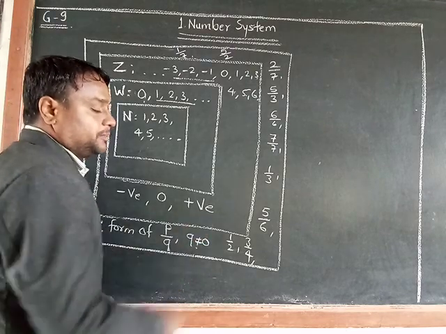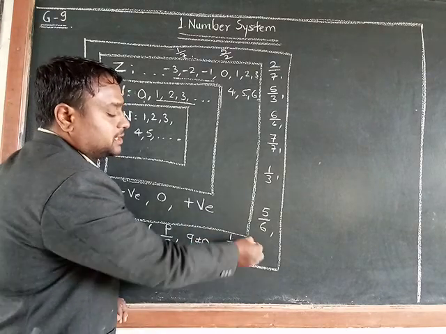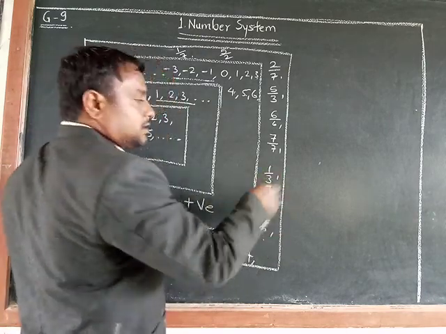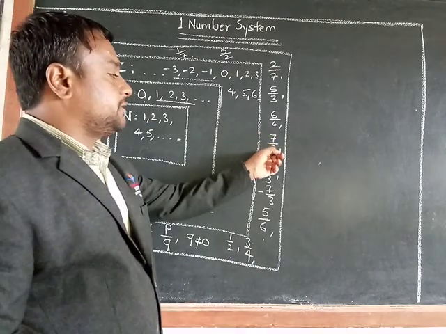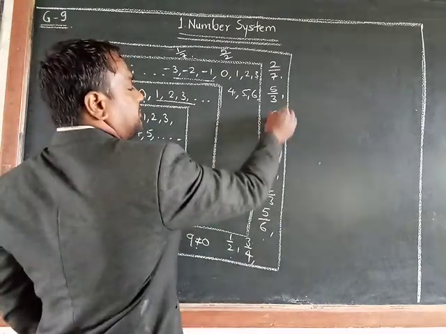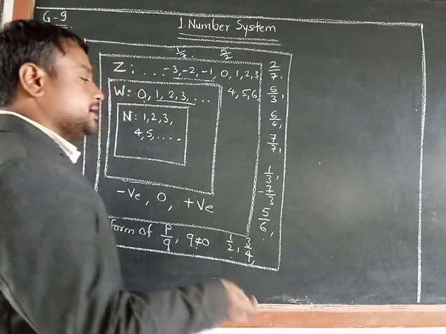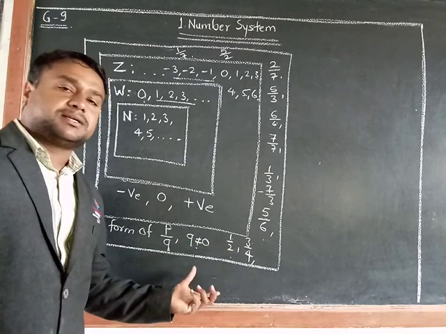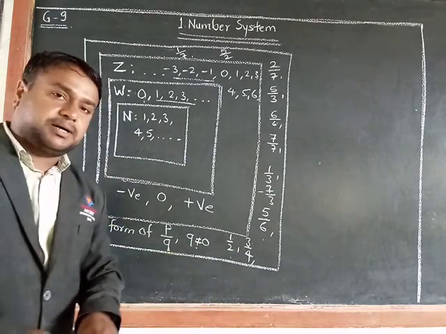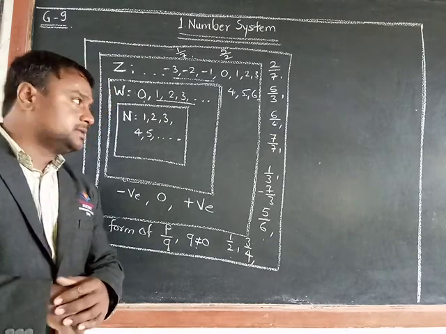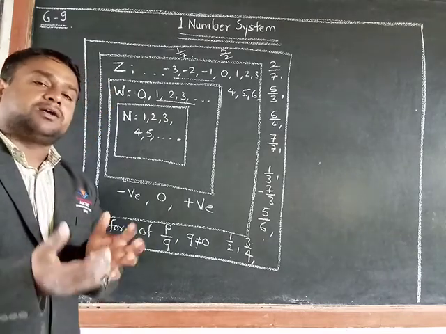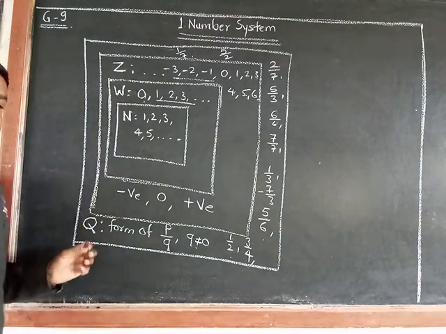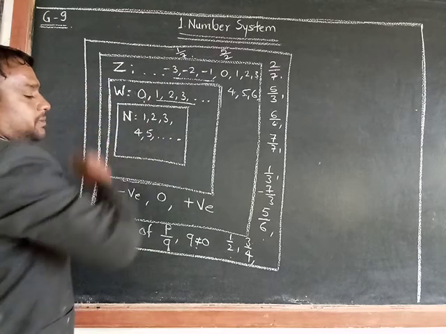This kind of number can be shown as 1 half, 3 upon 4, 5 upon 6. We can write minus 7 upon 3 or similar. We can also write 7 upon 7, that means 1, and 6 upon 6, that also means 1. So we can represent all integers in the form of rational numbers. Natural numbers, whole numbers and integers are all included in the group of rational numbers, so rational numbers are the bigger group of numbers.